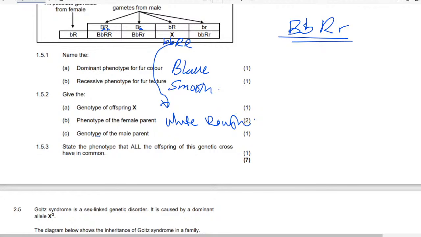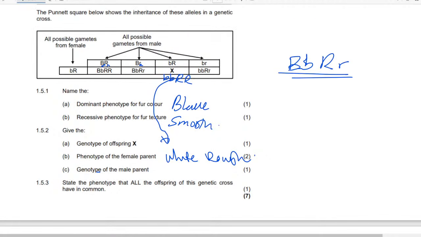State the phenotype all offspring of this genetic cross have in common. They're not just saying offspring, they're saying what they have in common. Okay, come here and see. This is it. Capital B. This one has capital B. This one has no capital B, you see? So it can't be capital B.